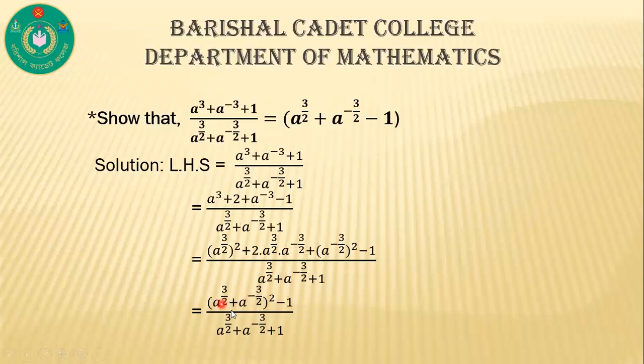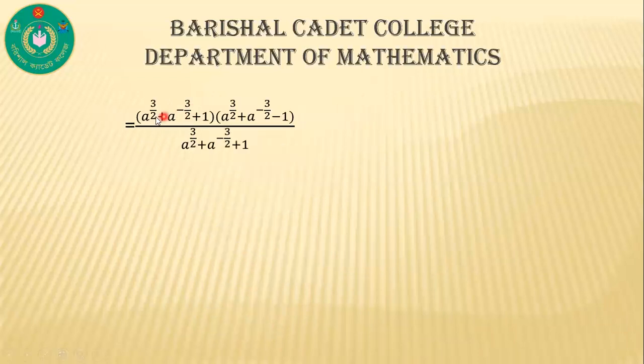Now putting this formula here, then we can write a plus b, that means (a to the power 3 by 2 plus a to the power minus 3 by 2 plus 1) into (a to the power 3 by 2 plus a to the power minus 3 by 2 minus 1) divided by (a to the power 3 by 2 plus a to the power minus 3 by 2 plus 1). Here this term and this term are cancelled. Then the remaining term is a to the power 3 by 2 plus a to the power minus 3 by 2 minus 1. This is our required proof.